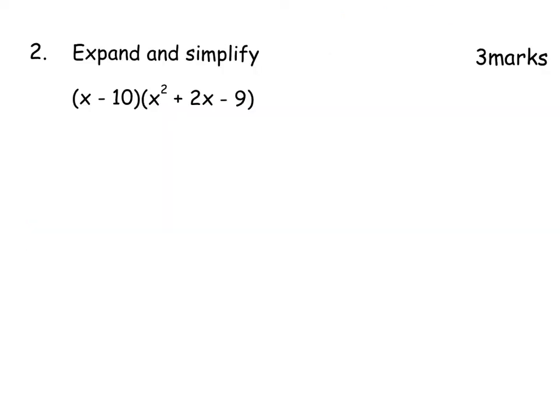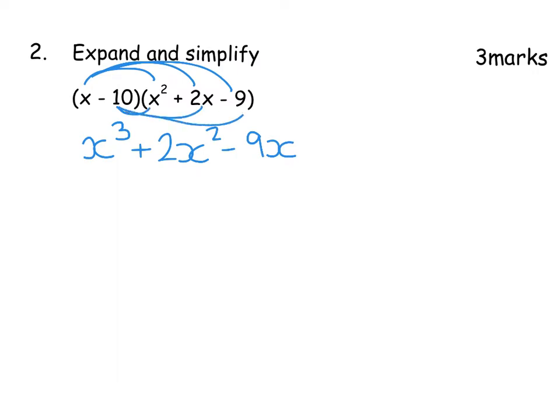Question 2, bread and butter question. We love these. Expand and simplify. So the method is we times everything in the bracket first of all by x. So that gives us x cubed plus 2x squared minus 9x. Okay. Then we're going to times everything by negative 10. And beware, it's a negative 10, so all your signs will change.